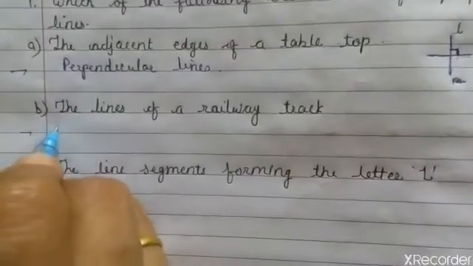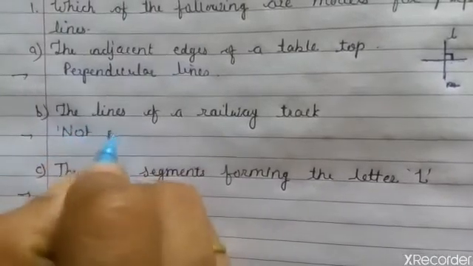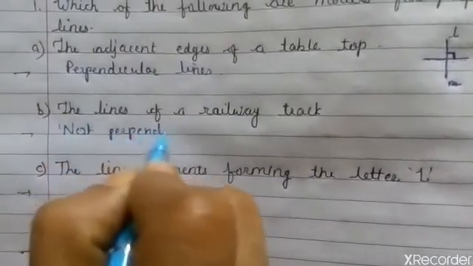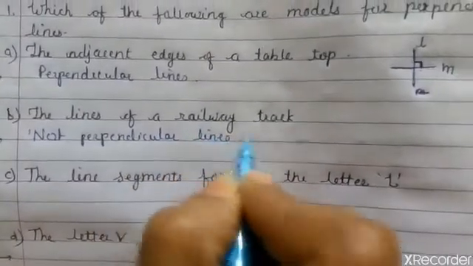So the answer is the lines of a railway track are not perpendicular lines because these are parallel lines.